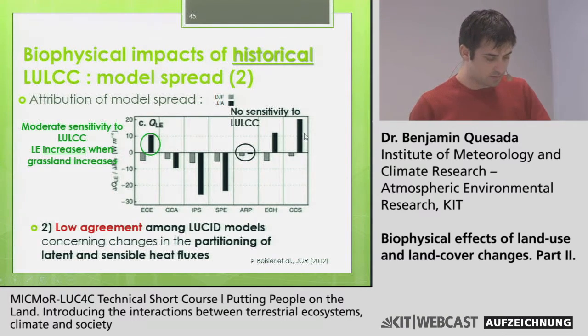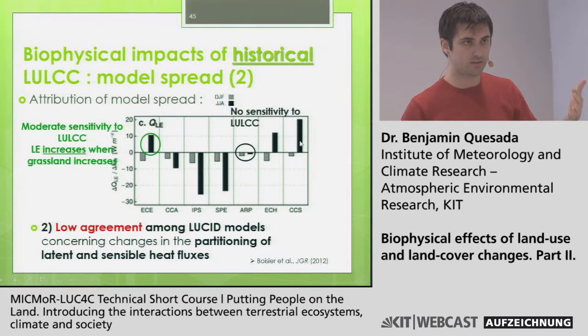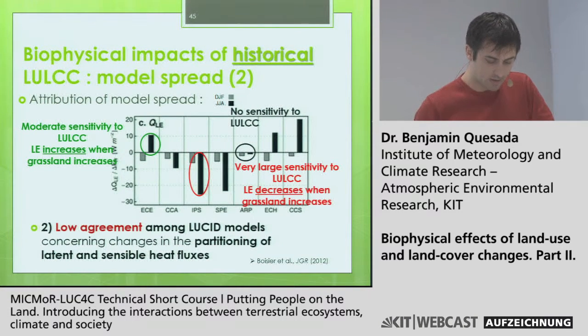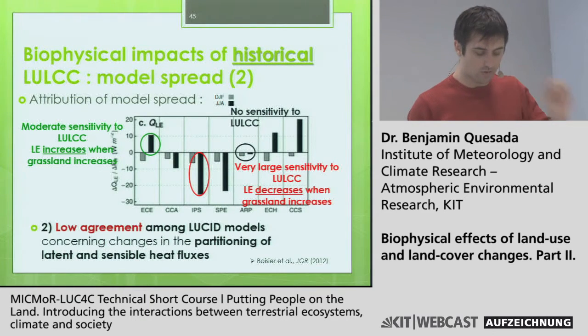We have this model with a moderate sensitivity, but that simulates an increase in latent heat flux when you deforest, which is not the intuitive paradigm. And this one, IPSL, a very large sensitivity to land use and land cover change, simulates a latent heat flux decrease when the grassland is increasing. So you have a large diversity of models with large diversity of sensitivity of evapotranspiration changes due to land use and land cover change. That can explain the spread in temperature simulated.